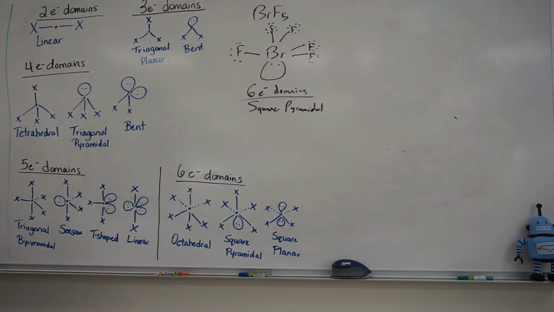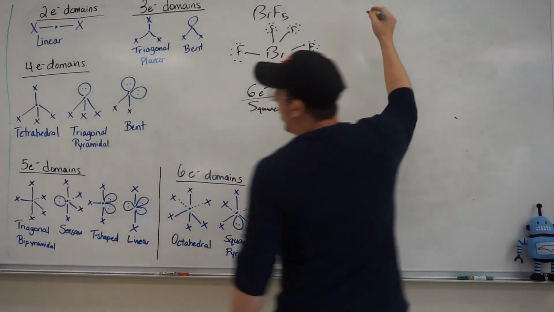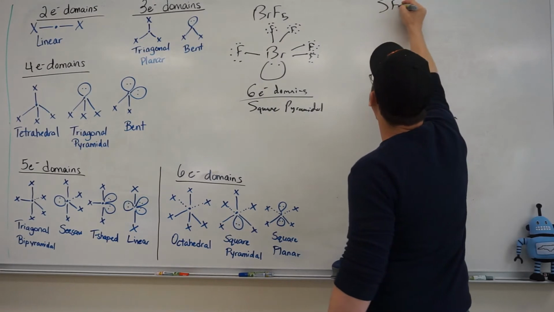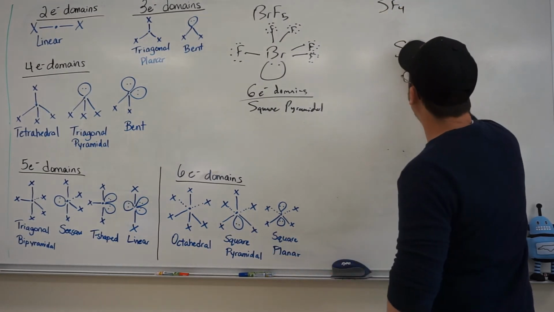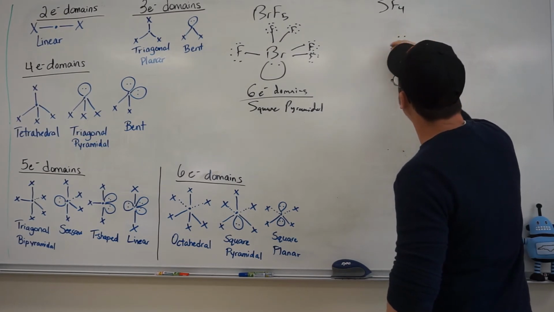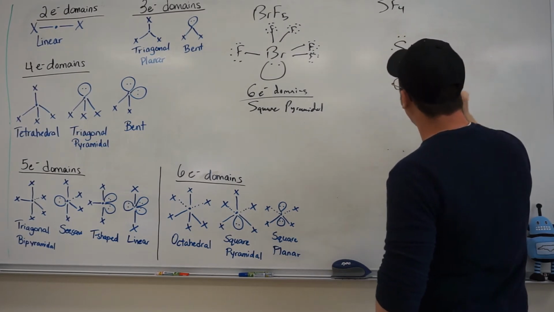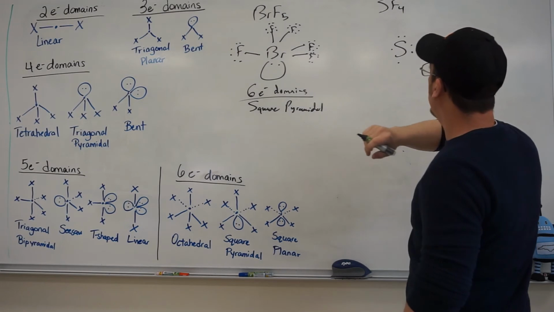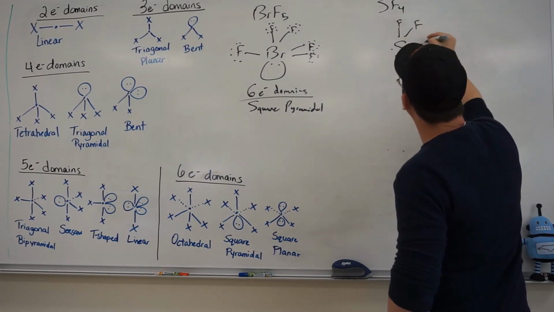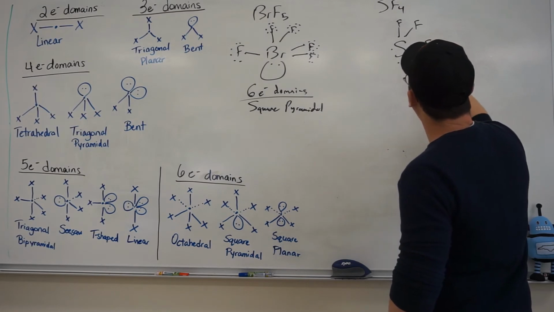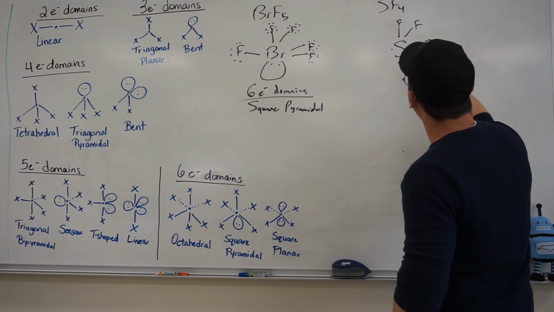A second example is going to be SF4. All right, again, draw the Lewis structure. So sulfur is going to go in the middle. There's 1, 2, 3, 4, 5, 6 valence electrons around it. Then we have 4 fluorines. So we're going to just go ahead and put 1, 2, 3, 4. Each fluorine has 7 dots around it.